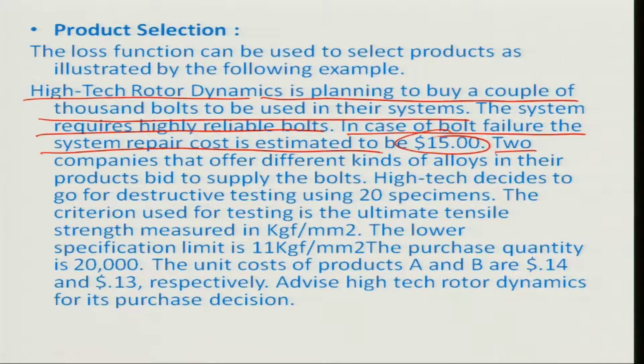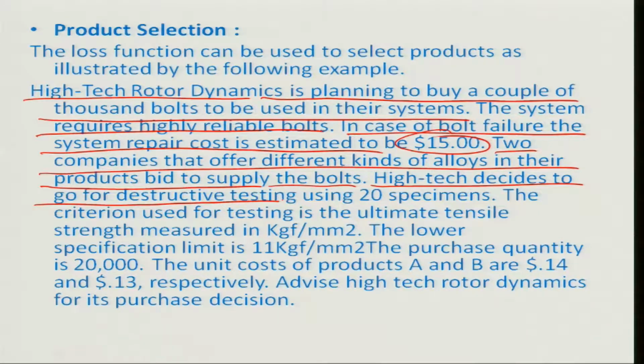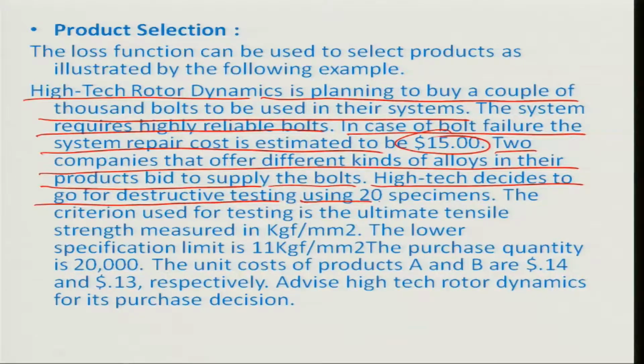Two companies that offer different kinds of alloys in their products bid to supply the bolts and are considered in this process of elimination and selection. High-Tech Rotor decides to go for destructive testing to see whether both the suppliers are equally good or bad, or if one of them is better than the other, and it uses about 20 specimens to do that. The criterion used for testing is the ultimate tensile strength, measured in kg force per millimeter square, of this particular bolt. Obviously, because it is ultimate tensile strength, this is simply the bigger-the-better, or larger-the-better, case.